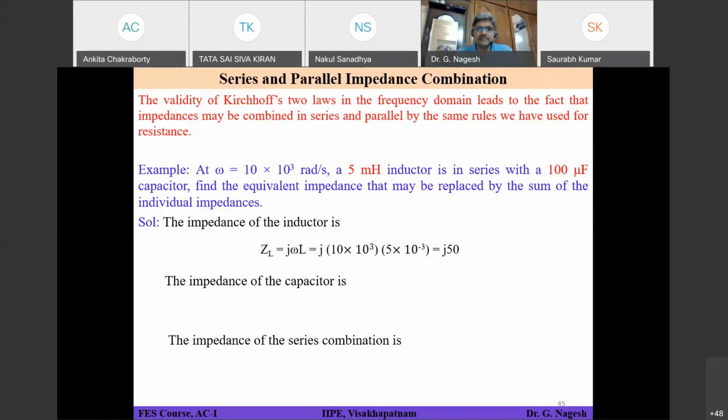So let's see what that value is. ZL is j into omega into L. Omega information was given, L information is also given. So we have got j 50 ohms. The unit is ohms. Similarly, find out the capacitive reactance. 1 ohm. Okay, 1 ohm. So what will be the series combination? 49. 49.